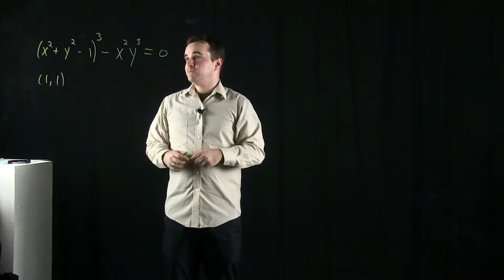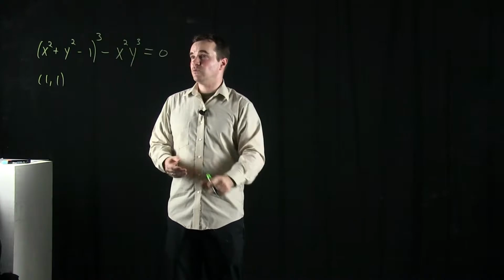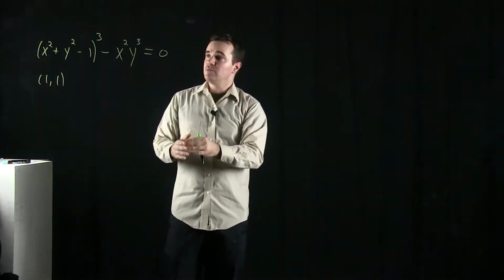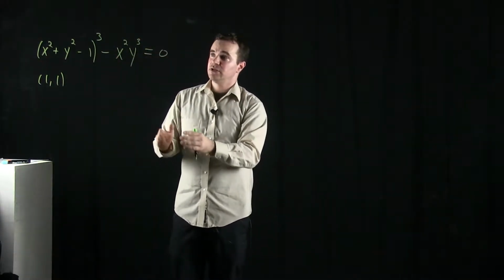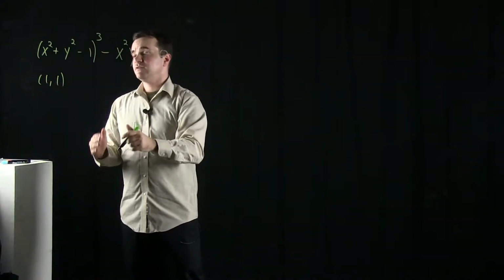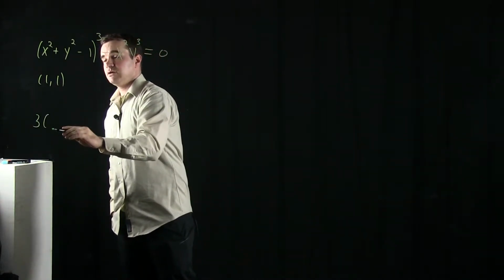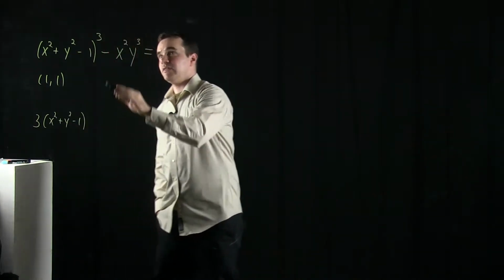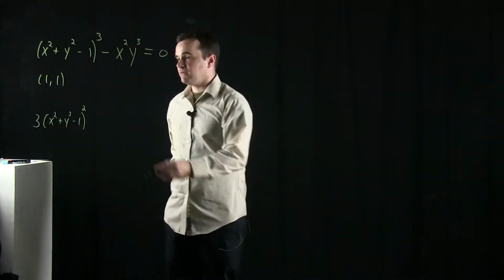So here we go. In order to do this, I need to use the chain rule. When I look at this term, (x squared plus y squared minus 1) cubed, my inside function is actually x squared plus y squared minus 1. My outside function is the function that takes an input and cubes it. So in order to take the derivative, I'm going to take the derivative of the outside function. The power rule says that's 3 times the quantity, and then I reduce the exponent by 1. And now I have to take the derivative of the inside function.